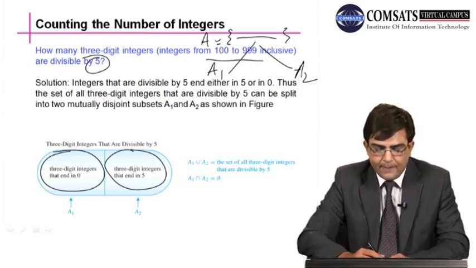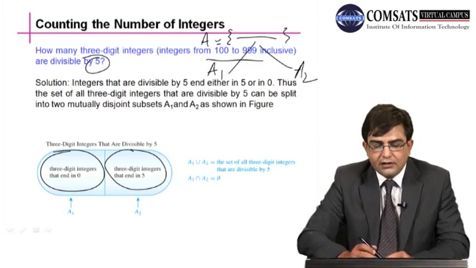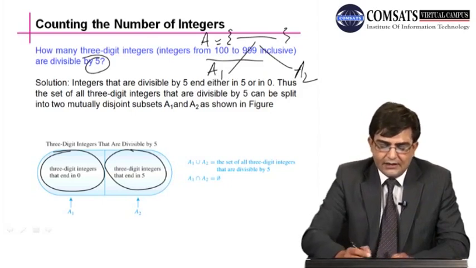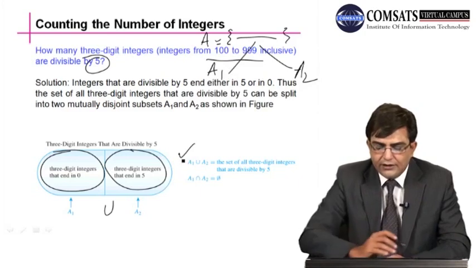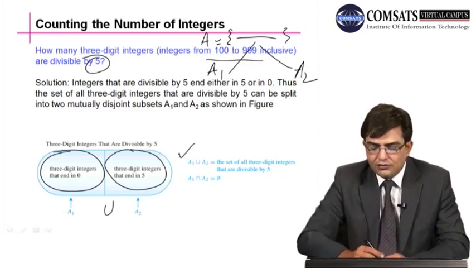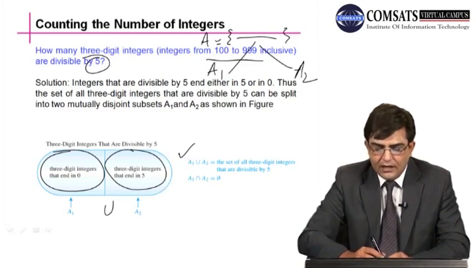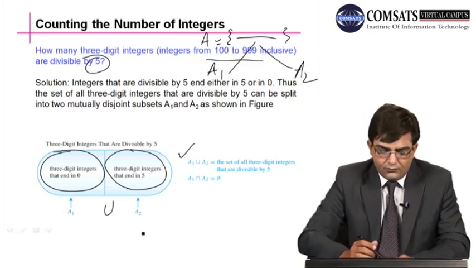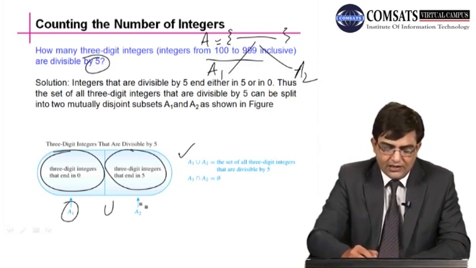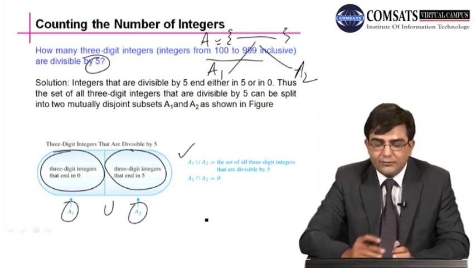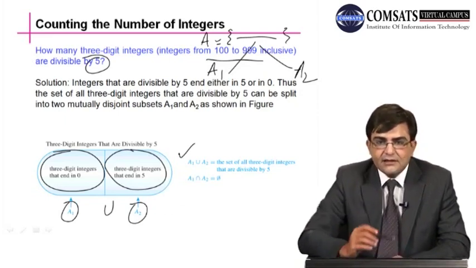Now the number of integers which are divisible by 5 is basically the union of these 2 sets. So we have to calculate A1 union A2, the set of all 3-digit integers that are divisible by 5, and we have to verify that these 2 sets are also disjoint. Mutually disjoint means their intersection is empty.